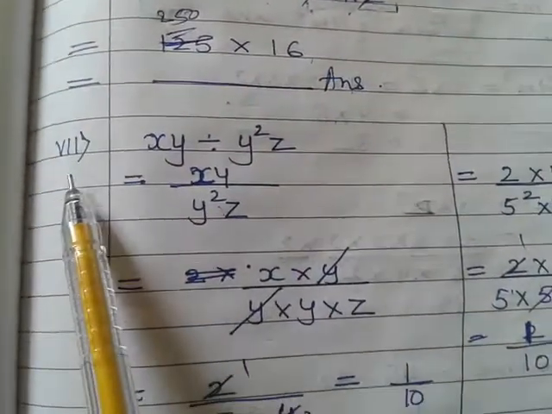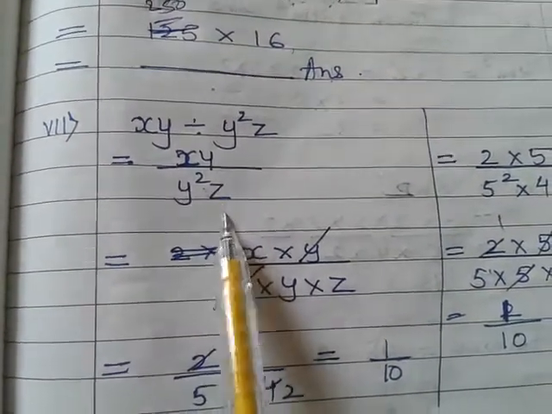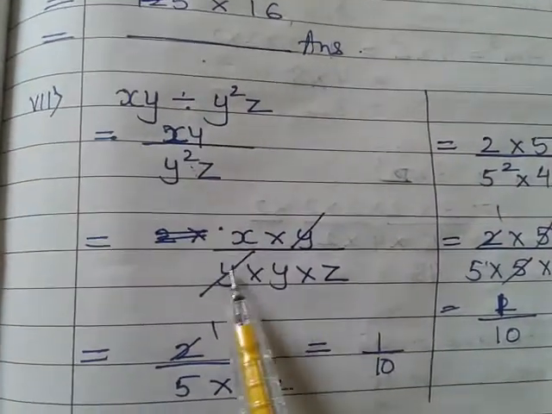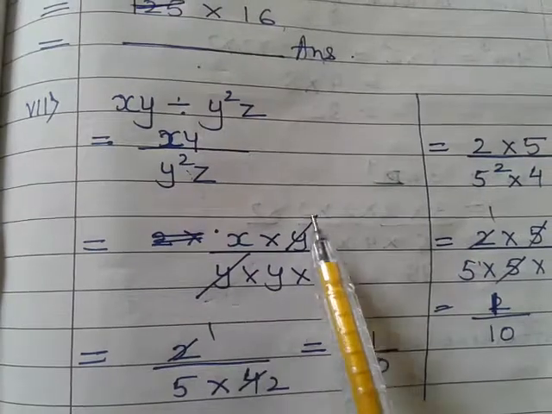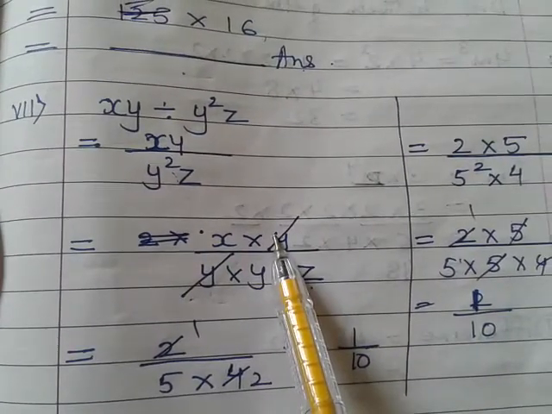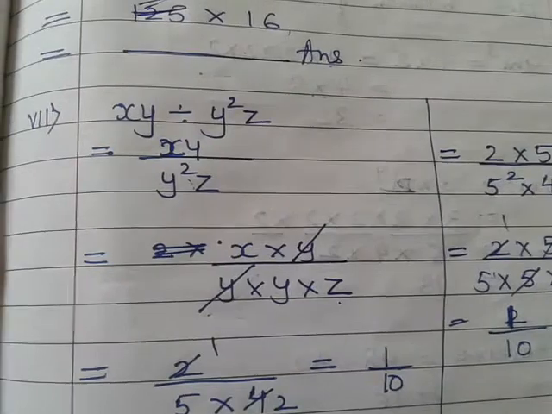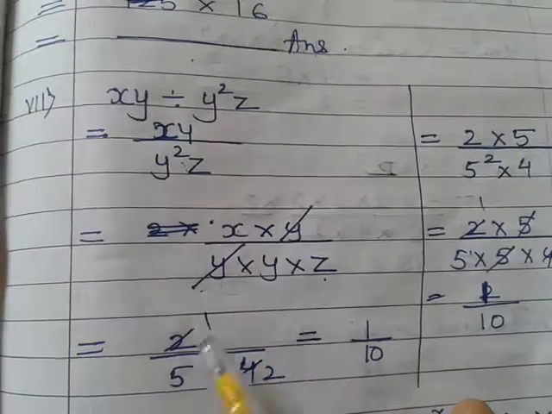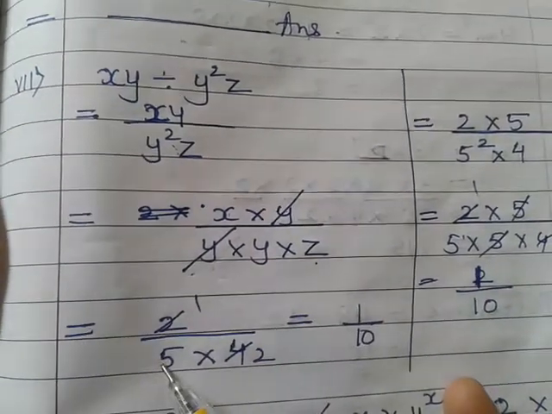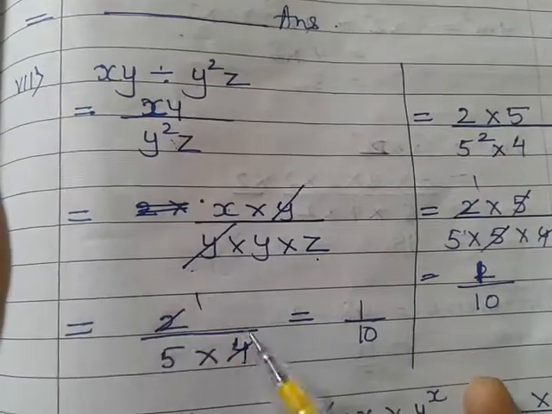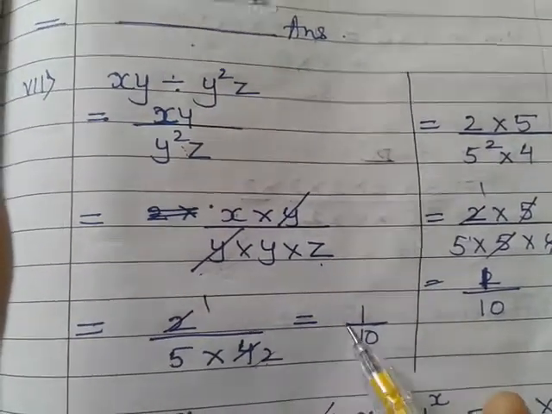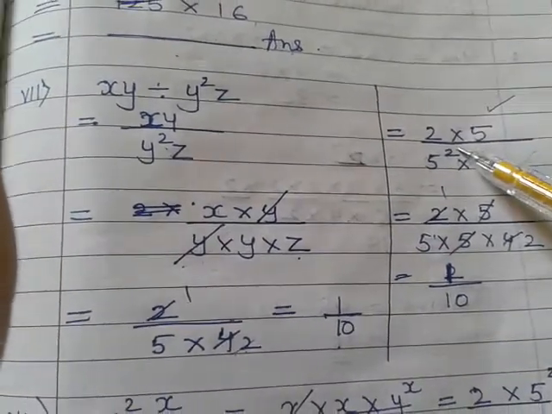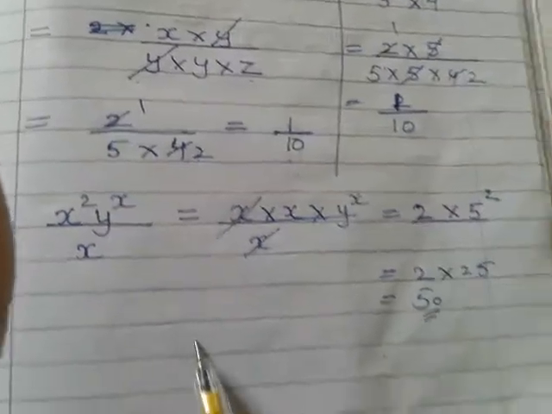So 7th one, if you'll see, xy upon y square z. See, here I have done that. X multiplied by y, this y square z. So y into y, z, y with y gets cancelled. So the value of x is 2 and the value of y and z, y is 5 and z is 4. So 2 1s are 2, 2 5s are 10, so 1 upon 10. Or another method I have given, directly substitution. You can follow this in previous questions also.